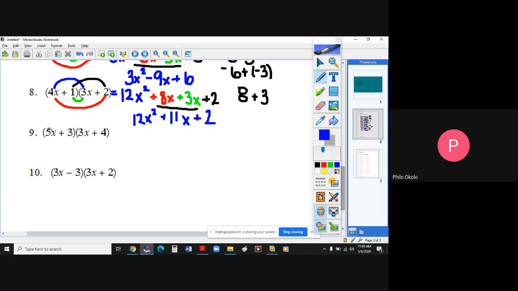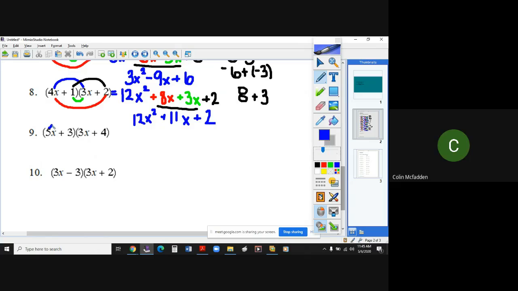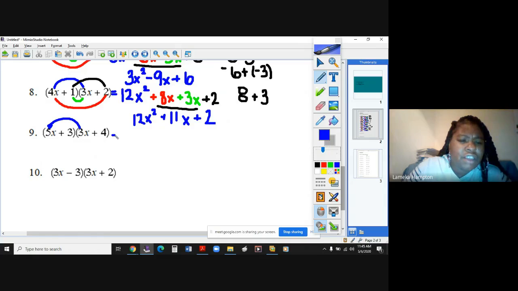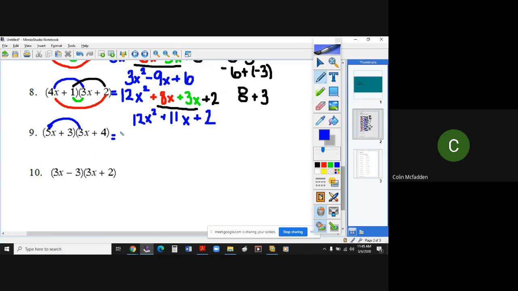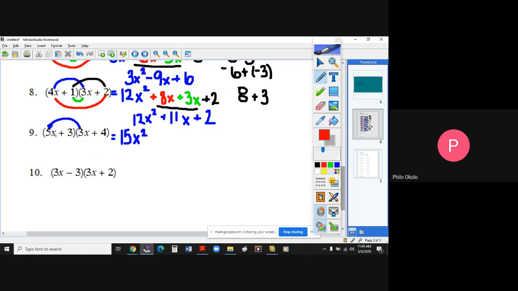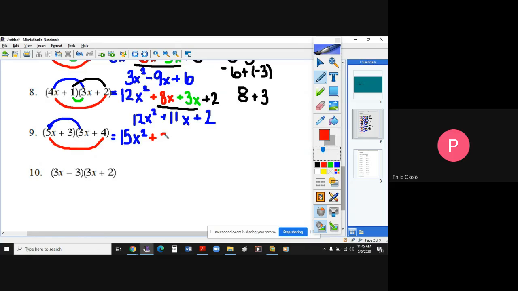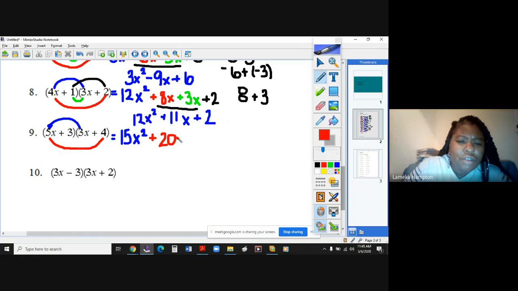5x times 4. No, we're starting with the first term. So what's that first term for number 9? 5x times 3x, which gives me 15x squared. Okay. What's next? 5x times 4. All right. That gives me what? 20x. All right. Keep going.